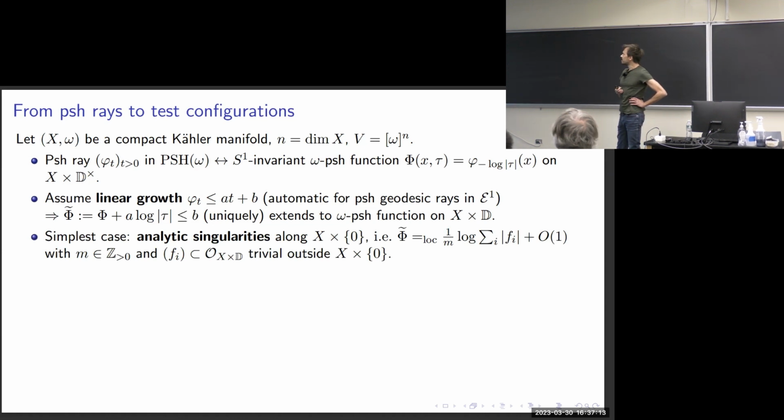S, which S, sorry. Sorry. So P is for pluri, S is for sub, and H is for harmonic.